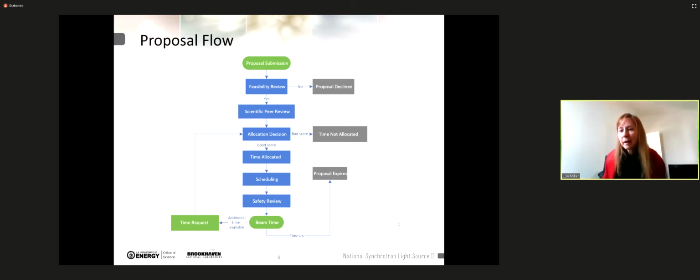Now, let me describe how the proposal flow actually works. So if you're out there and you're writing a proposal, the first thing that obviously happens is you submit that proposal. And I'm going to tell you all the elements of what gets submitted in a second. But the first thing that will happen is it goes for a feasibility review. That means it goes to the beamline scientists and they read it and make sure that it can actually be done on their beamline, because it may be something that they don't have the capabilities for. You might pick the wrong beamline, then we send it to another beamline. So it gets a feasibility review first.